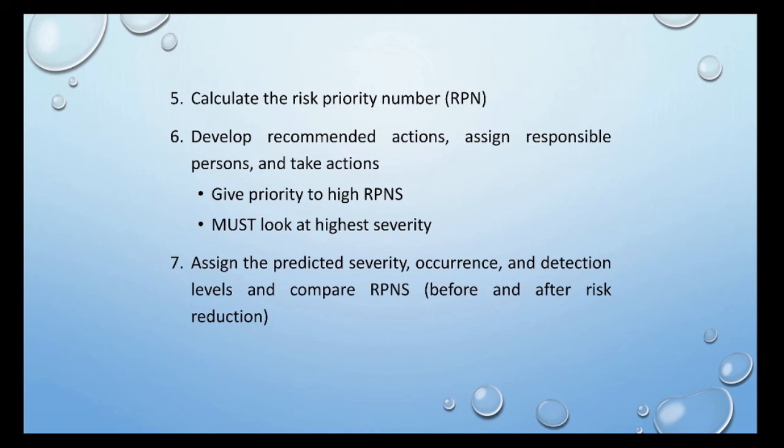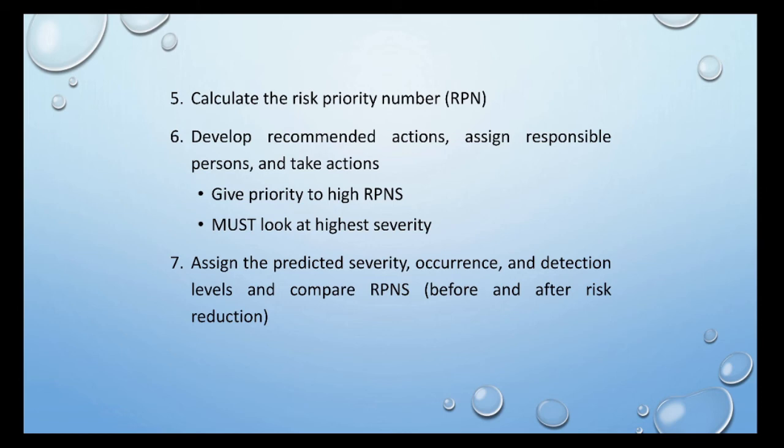So develop a recommended action, because you have identified the root cause of the problem, the severity, the occurrence level, and automatically you might have developed what may be the solution for it. So develop a recommended action and assign a responsible person and take actions. Just like that, you can assign persons who are good enough in problem solving. So you assign the responsible person to solve the problem and you just carry out actions. Give priority to high RPNs, right?